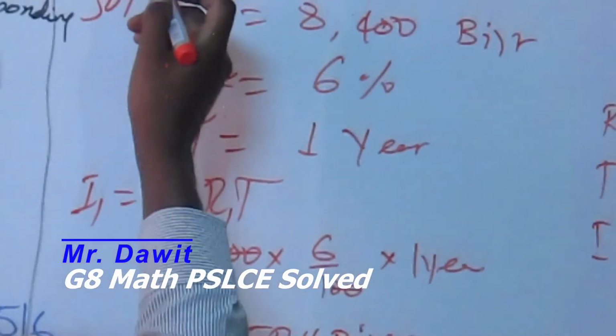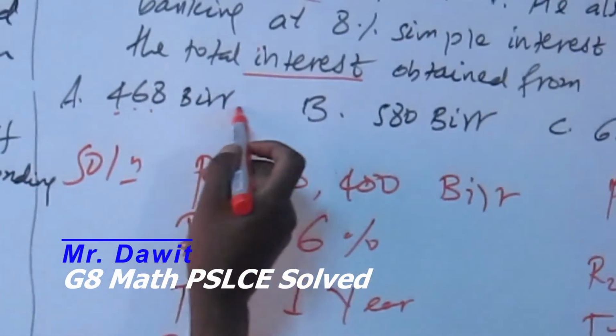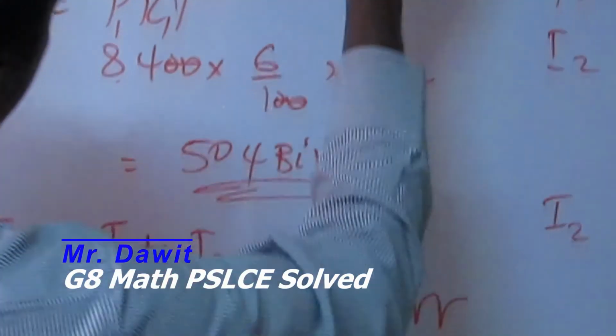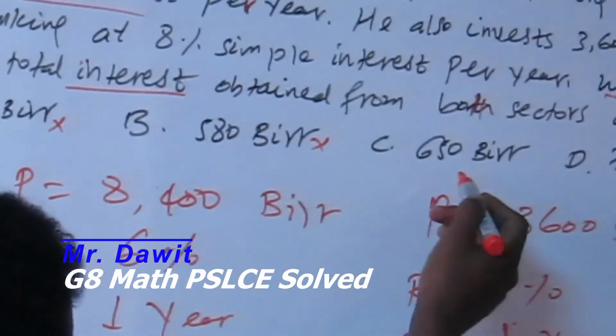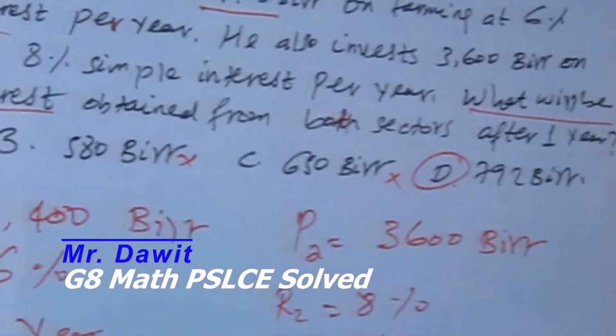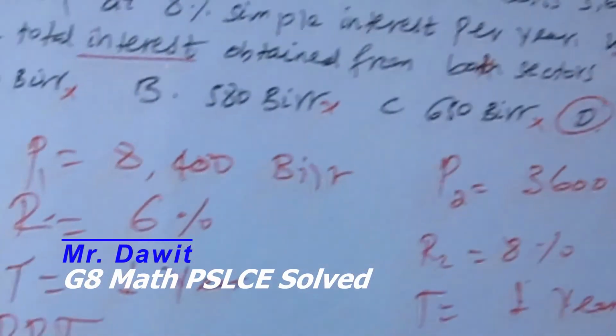So now let me move to our choices. The first, A, says 468. This is not it, because our answer is 792. B, 580, it is not. C, 650, again it is not. D, 792 birr. So our answer is D.